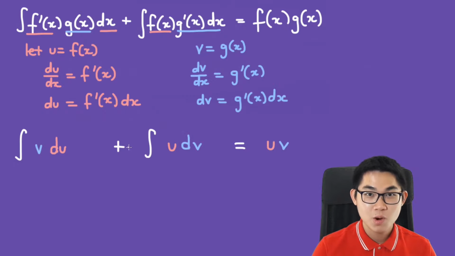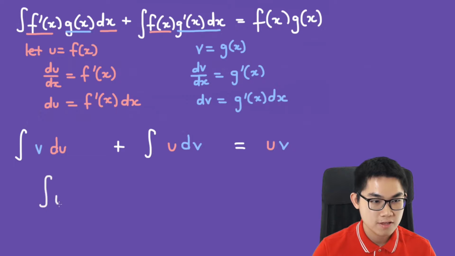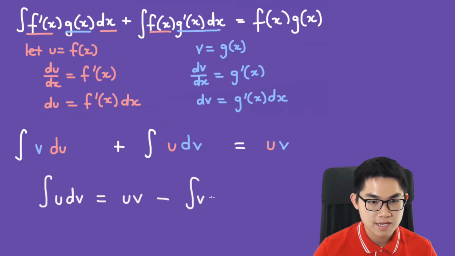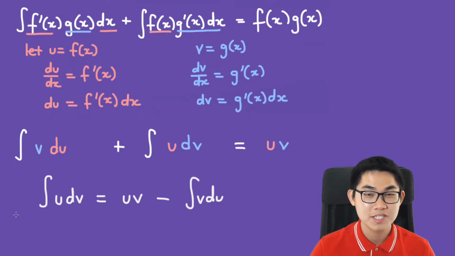Last but not least, we subtract both sides by the integral of v du. So we have the integral of u dv is equal to u times v minus the integral of v du. And this here is essentially our integration by parts formula.